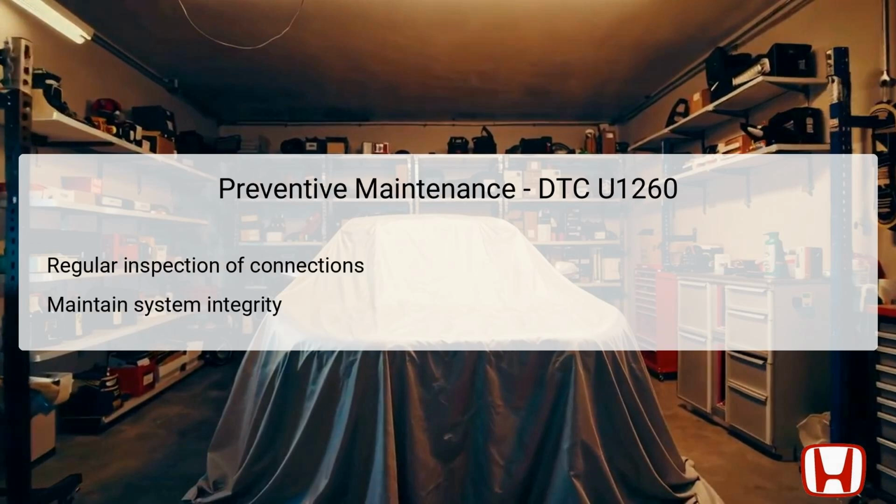Preventive maintenance is essential for minimizing the risk of DTC U1260 and similar issues. Regular inspection of electrical connections between the auxiliary transmission fluid pump and the TCM is critical. Technicians should routinely check harnesses for wear, dirt, or corrosion that could disrupt communication and power delivery. Moreover, ensuring that fluid levels are maintained within specified ranges can help further reduce unnecessary strain on the auxiliary pump.